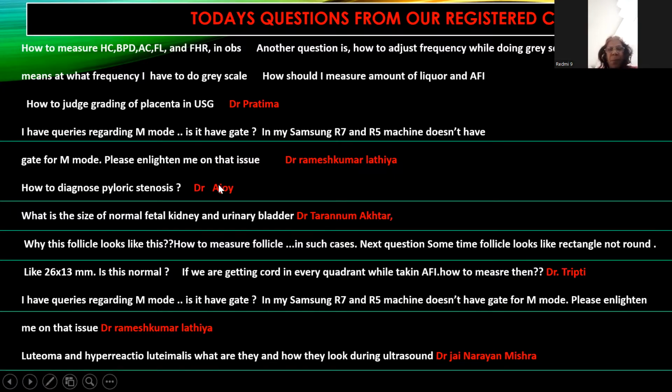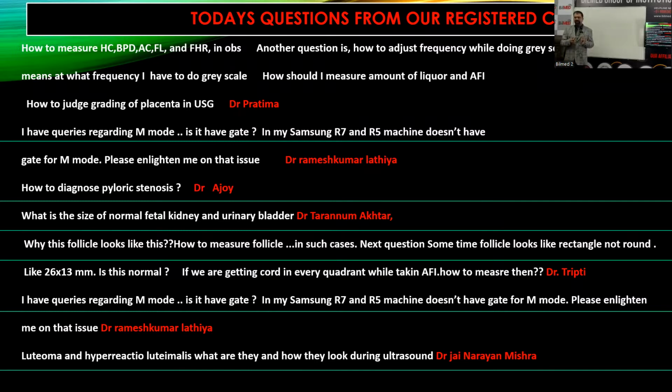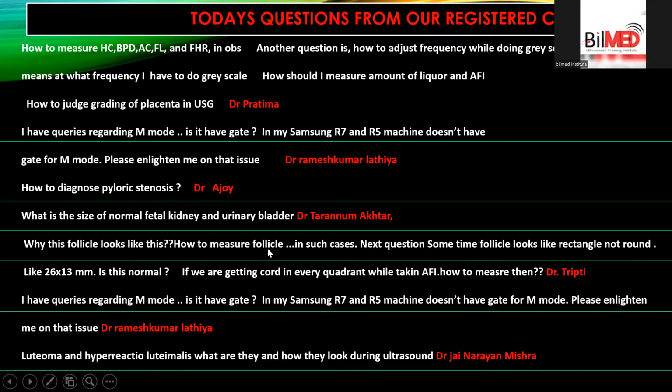Next, the question from Dr. Ajoy is how to diagnose a pyloric stenosis. Then Dr. Taranum Akhtar is posting what is the size of the normal fetal kidney and the urinary bladder. Next, Dr. Tripti is posting why the follicles look like this. She has sent a pic of the follicles where it looks like there is a follicle in the follicle. So how to measure in that case if we are having multiple follicles looking like a follicle in a follicle. The next question from the same doctor is that sometimes it looks like a rectangular follicle is over there, 26 into 13, for example, where to measure.